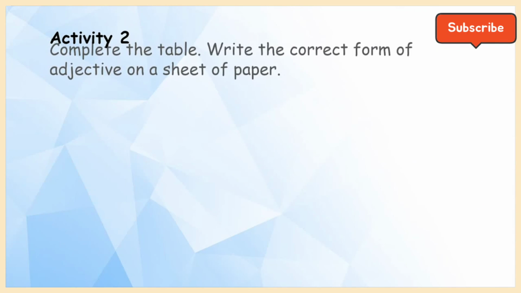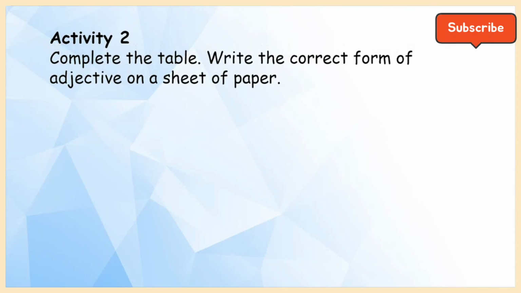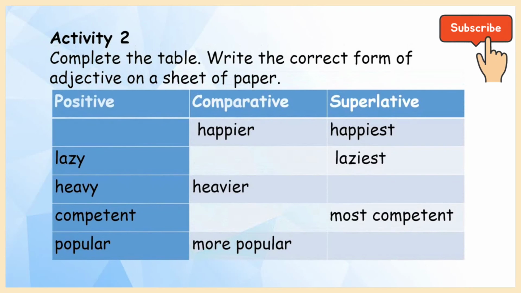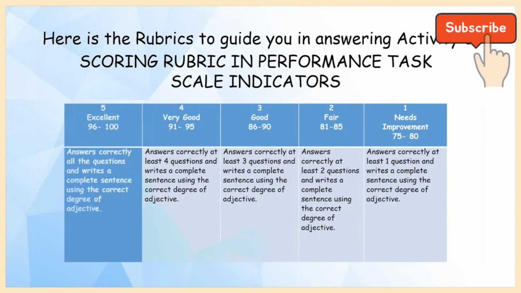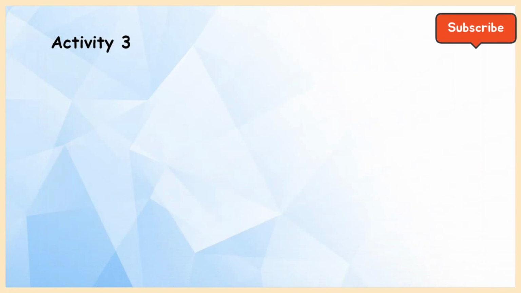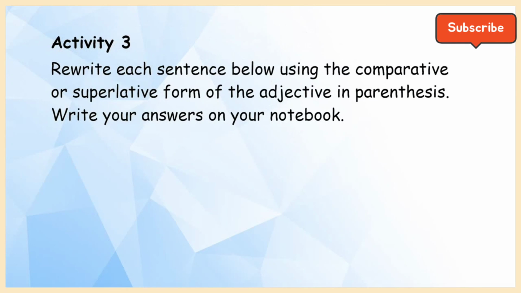Activity 2. Complete the table. Write the correct form of the adjective on a sheet of paper. Here is the rubrics to guide you in answering Activity 3. Activity 3. Rewrite each sentence below using the comparative or superlative form of the adjective in parentheses. Write your answers on your notebook.